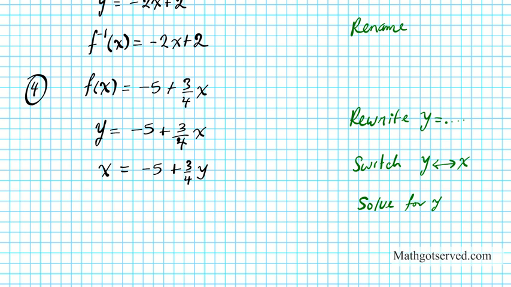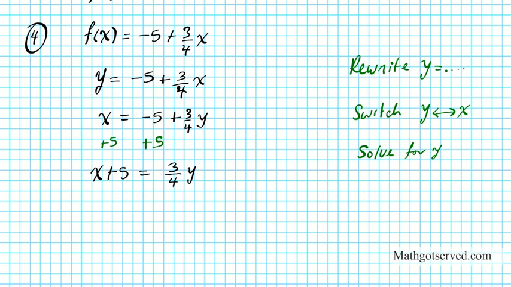The next procedure is to solve for y, and that will be our inverse. Okay? So to solve for y, we're going to have to employ a 2-step procedure. We add 5 to both sides and multiply by a reciprocal of 3 over 4, which is 4 over 3. Alright, so add 5 to both sides first. And then we're going to have x plus 5 equals 3 over 4y. Okay? And then to finish this up, we'll multiply by the reciprocal of 3 over 4, which is 4/3, to both sides.